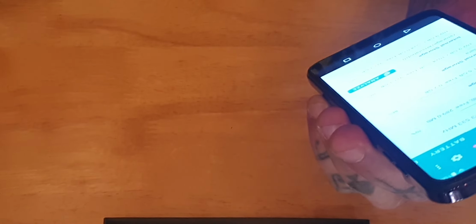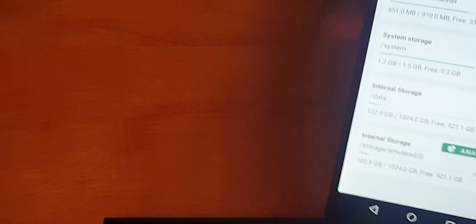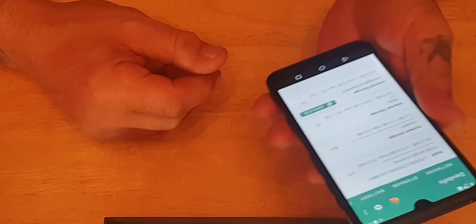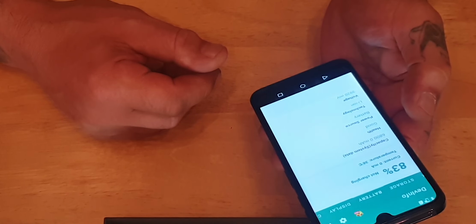System storage, I've already... this is a joke, a big joke. So thanks for watching unpacking and review of this shit phone.